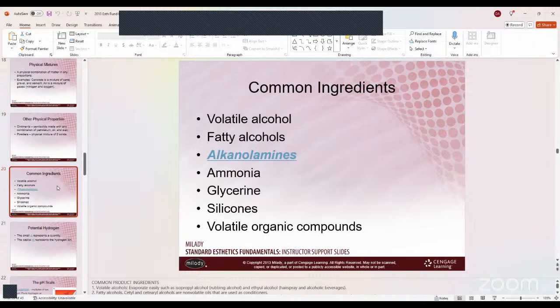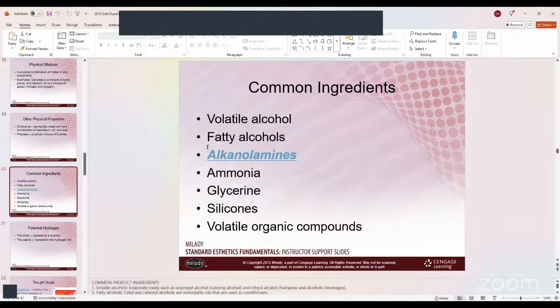Let's look at common ingredients. All right. So let's look at volatile alcohol. It evaporates easily, such as isopropyl alcohol, which is rubbing alcohol, and ethyl alcohol, which is in hairspray and alcoholic beverages. Okay. Those are two different types of alcohol.